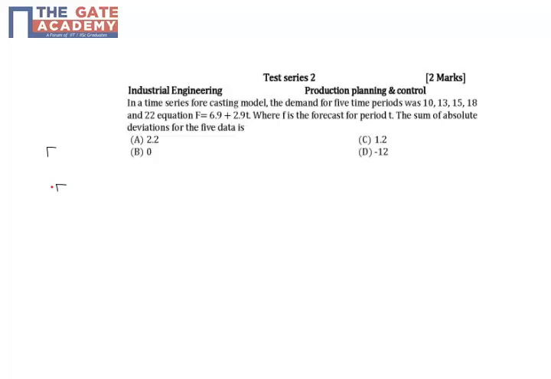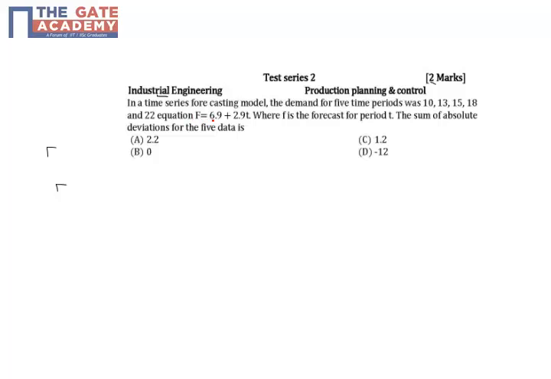Hello friends, we are solving the question of industrial engineering for production planning and control, PPC, for 2 marks. The question is saying that in the time series forecasting model, the demand for 5 time periods was 10, 13, 15, 18 and 20.